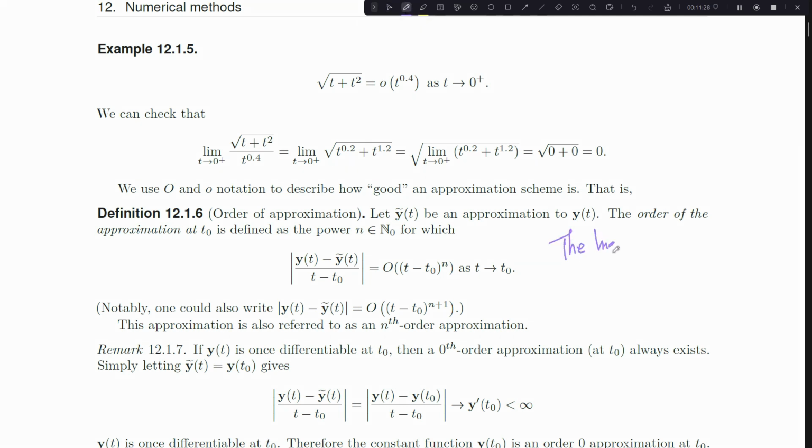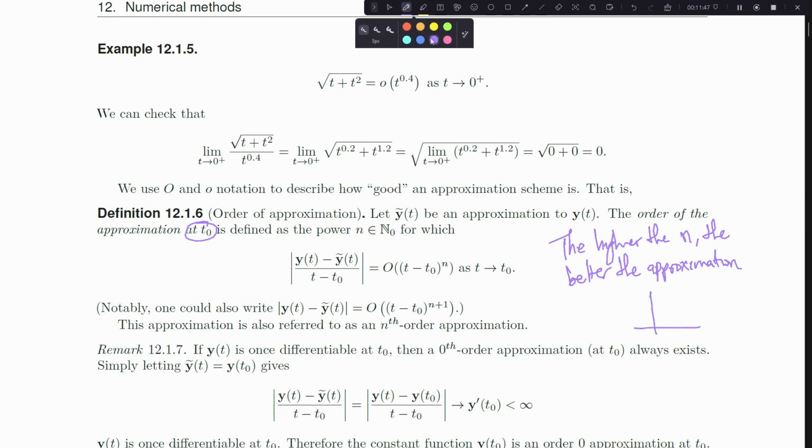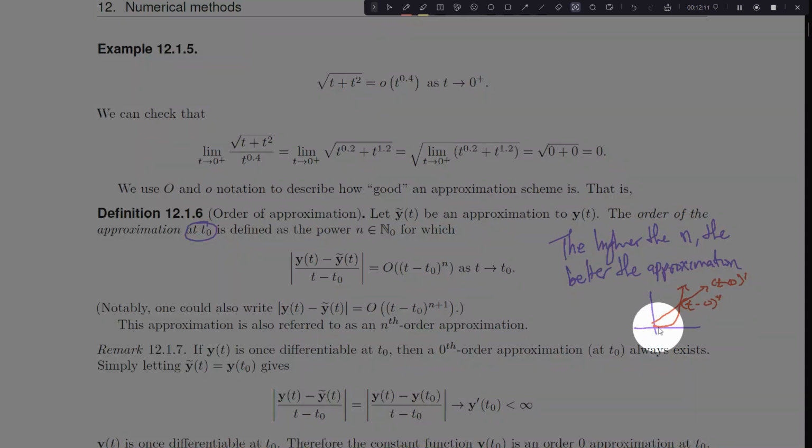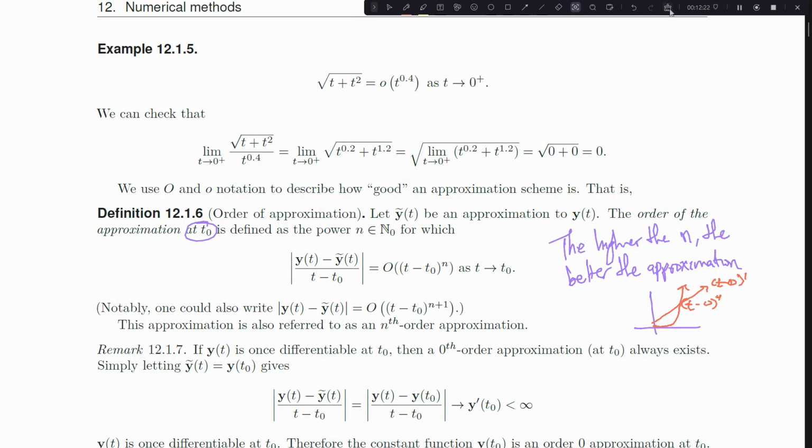The higher the n, the better the approximation. And this is because we're taking the big O notation at t naught, and a very, very high power monomial is going to look something like this. This would be like t minus 0 to the 4th versus t minus 0 to the 1st. It's just like this, 0 to the 1st. And so the idea is that the higher the order, something like 4th, you stay near 0 for a lot longer time, at least between t0 and t1. And so for a lot longer time, your approximation is valid for a higher order.